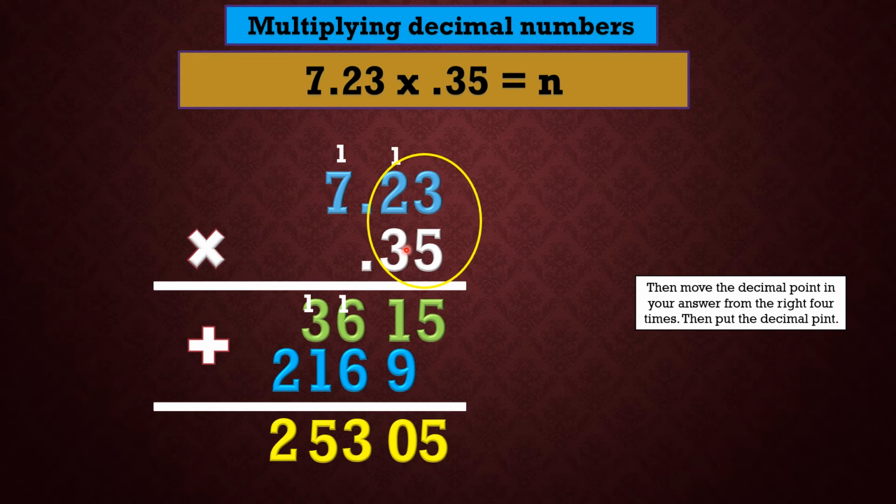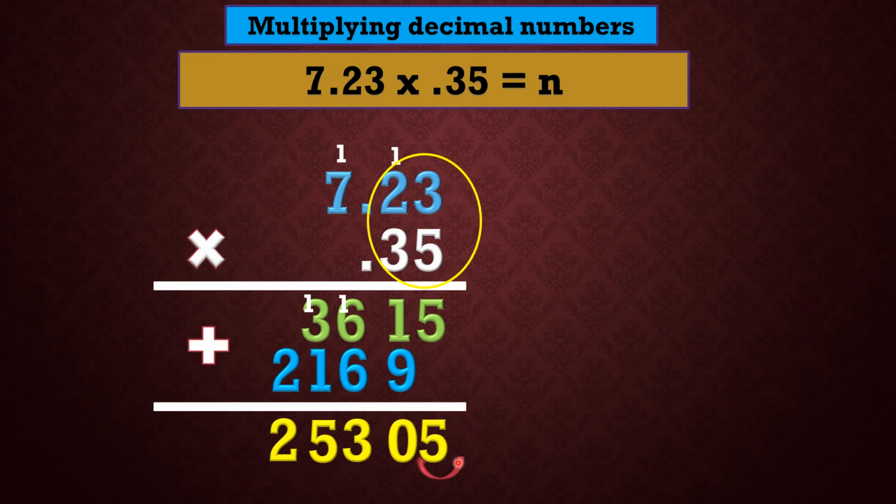Then put the decimal point. So we're just going to move the decimal point in our answer from the right to the left 4 times, same as the number of decimal places in our factors. So let's try. 1, 2, 3, 4. And here you go. We're going to put our decimal point between 2 and 5. So our final answer is 2 and 5,305 ten-thousandths. So that's how we're going to multiply decimal numbers.